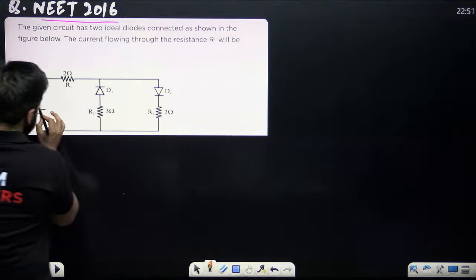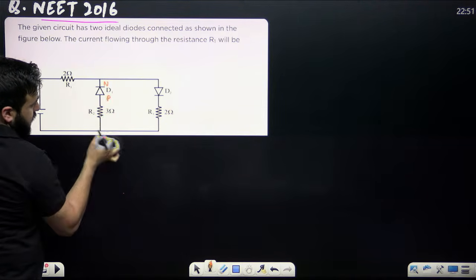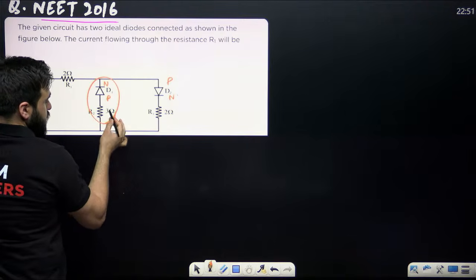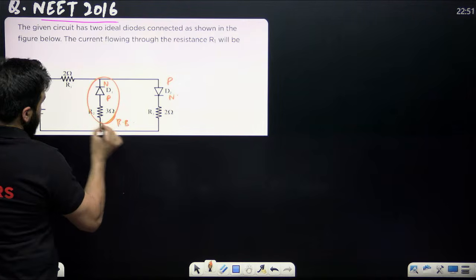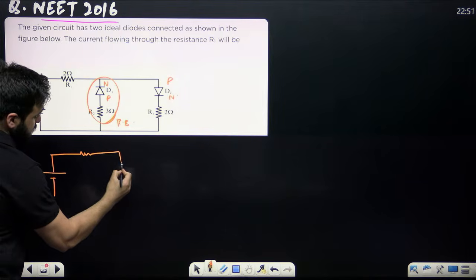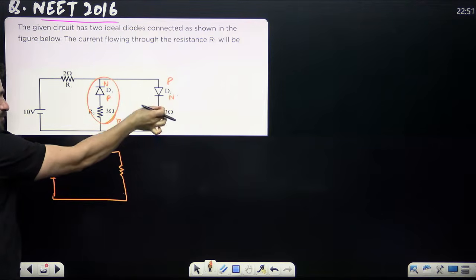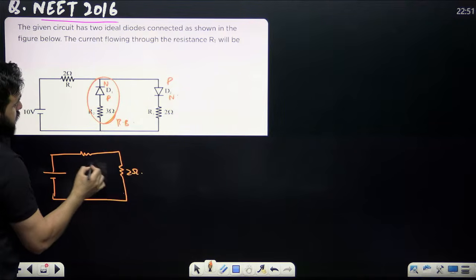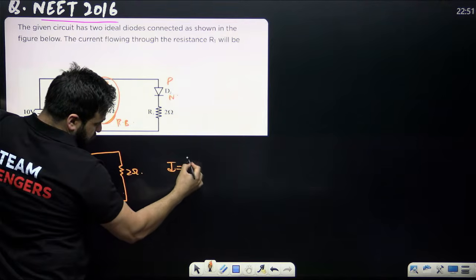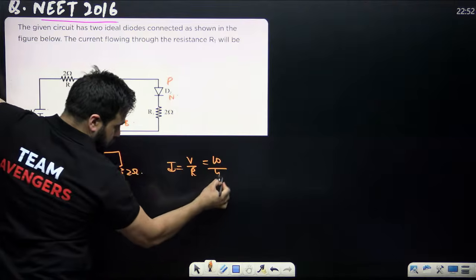Guys, see, the positive terminal is connected to this N side. This is P side. This will be in the reverse bias condition. This is P, this is N, this is in the forward bias condition. Remove the reverse bias one. So in this particular case, this is the battery, this is the resistance, and this will behave like a simple wire. So this is 2 ohms, this is 2 ohms, this is 10 volts. Now tell me what is the current? V divided by R. V is 10. Resistance 2 plus 2 is 4. 10 by 4, that is 2.5.